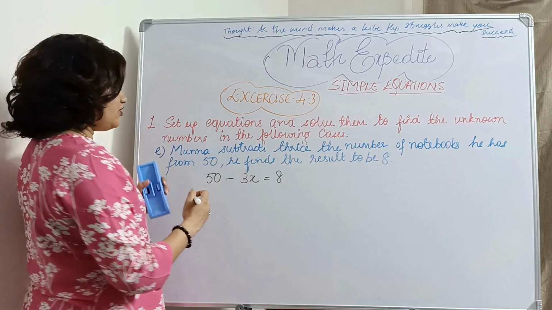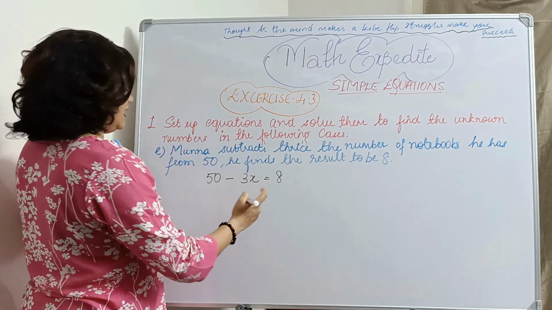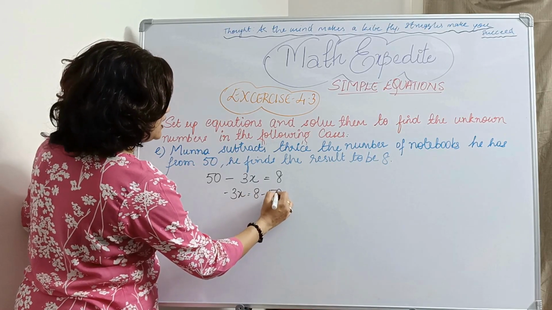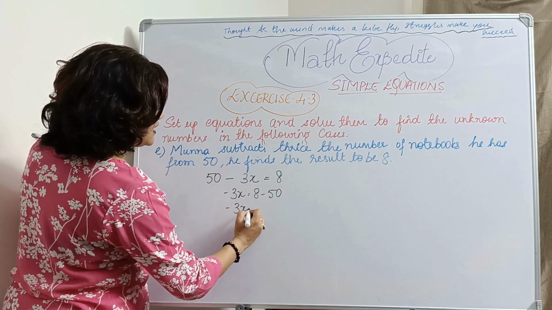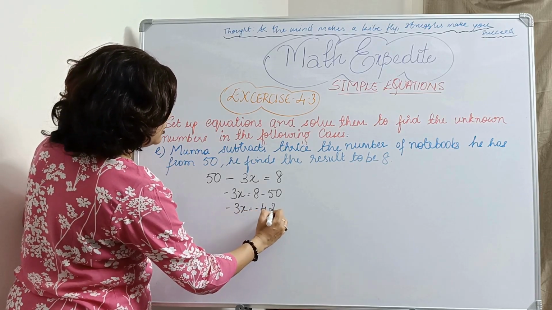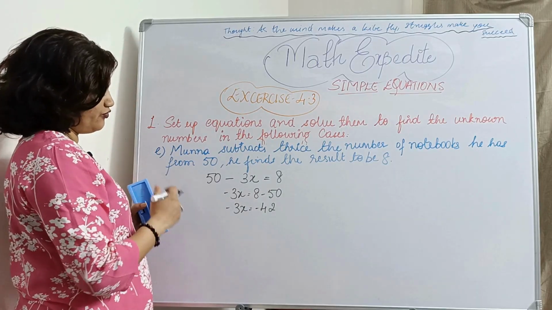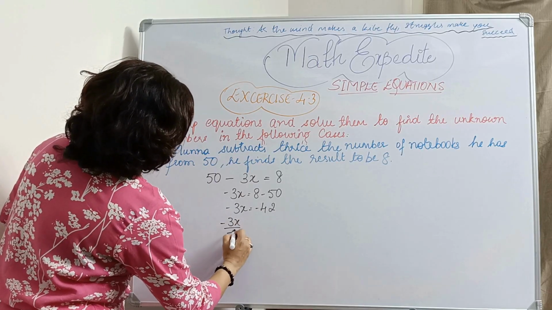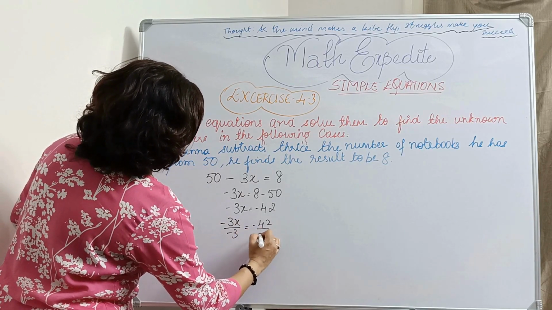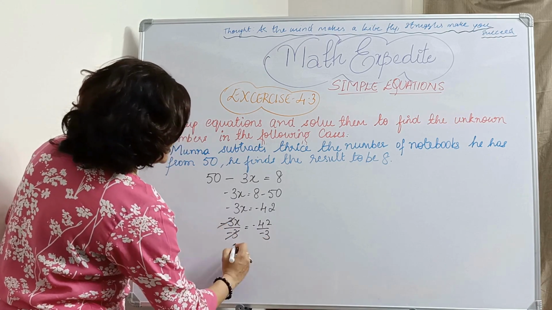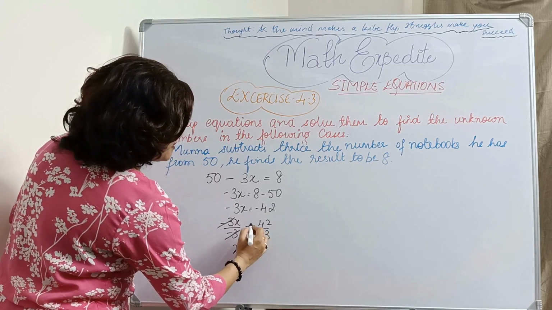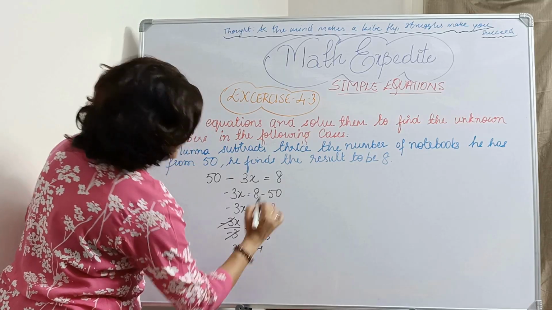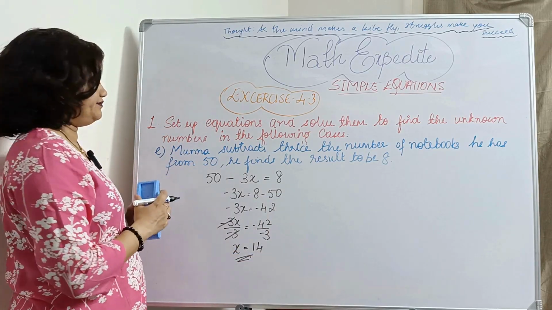So, how do we solve this further? Let us transpose 50. Okay, minus 3x is equal to 8 minus 50. Okay, so minus 3x equals minus 42. Now what do I have to do? I have to divide by minus 3 on both the sides. Minus 3x by minus 3 equals minus 42 by minus 3. Minus 3 and minus 3 get cancelled. x equals, minus sign gets cancelled, I get 14. So x is 14.